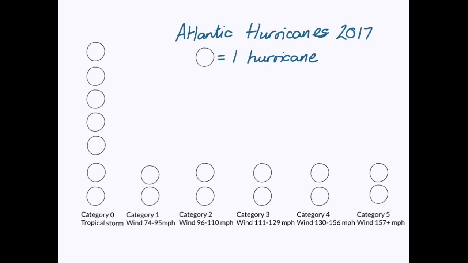Important with a pictogram is that you have a key, like I have here, which shows what the value of each picture is. Often in a pictogram it might be worth 2, 5 or 10, and then people will use half pictures or quarter pictures to show values in between.